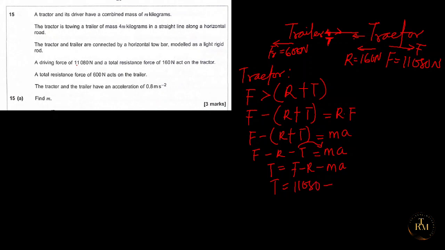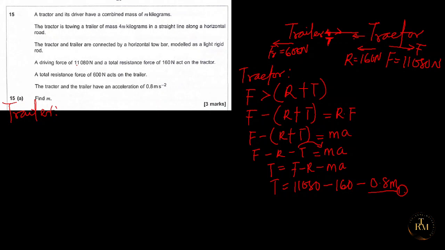My resistance force for the tractor is 160, minus the acceleration 0.8, so I have 0.8m, where m is the mass that we're looking for. I'm going to call this equation 1. That's for the tractor. Now we're going to take the trailer also as a system and do an analysis on the trailer too as a system.